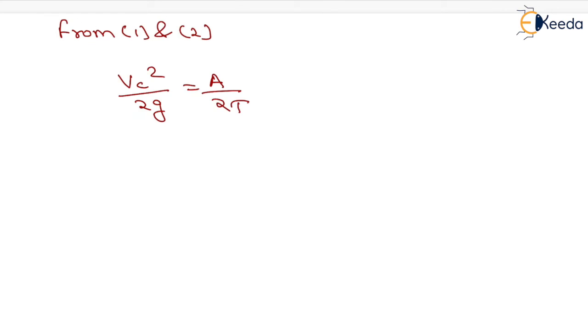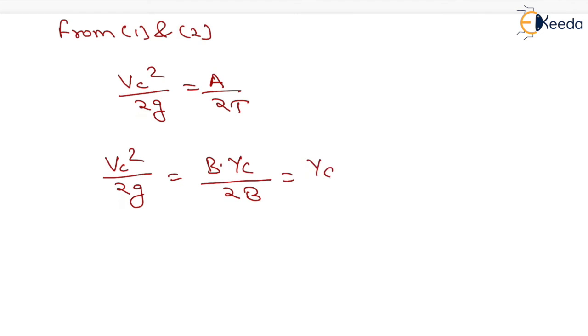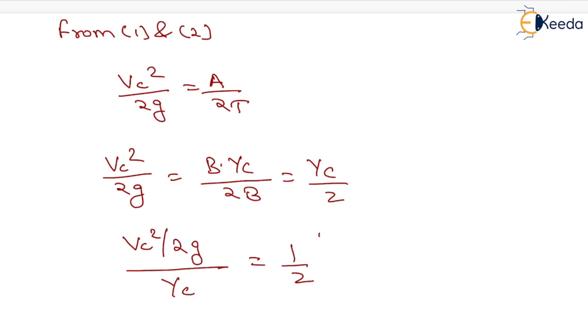Now for a rectangular channel, we know that Vc squared upon 2g will be equal to B into Yc upon 2B, which will be equal to Yc by 2. Now (Vc squared upon 2g) upon Yc will be equal to 1 by 2. That will be the complete solution of this numerical.